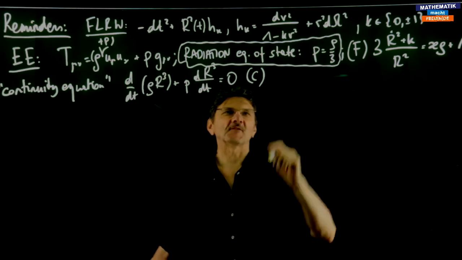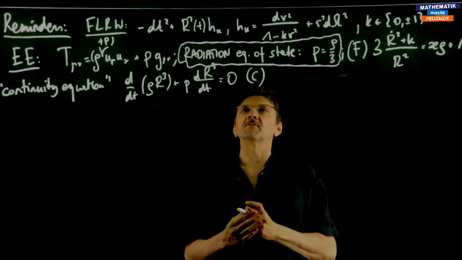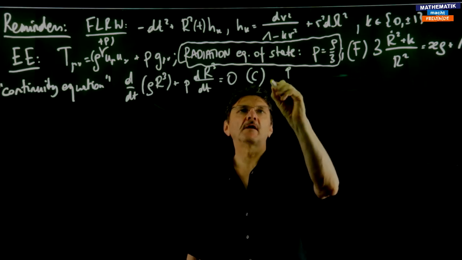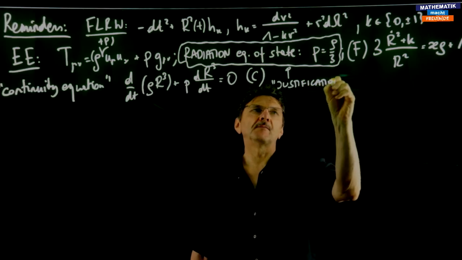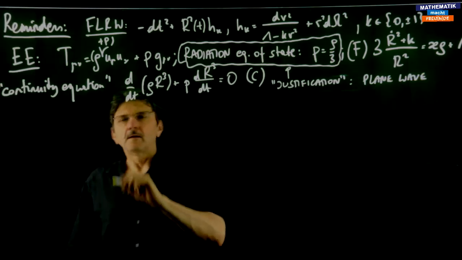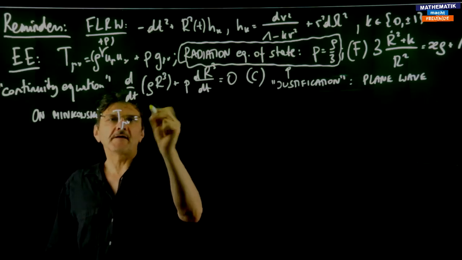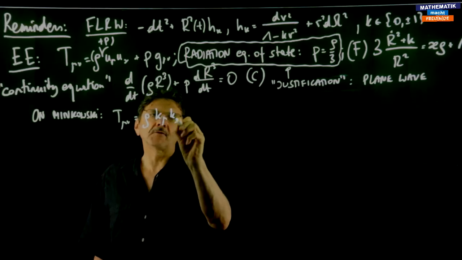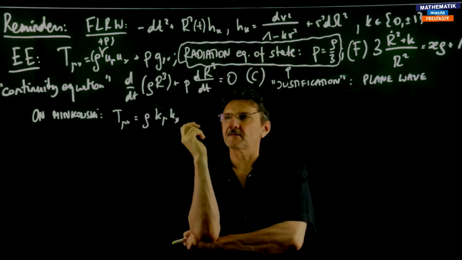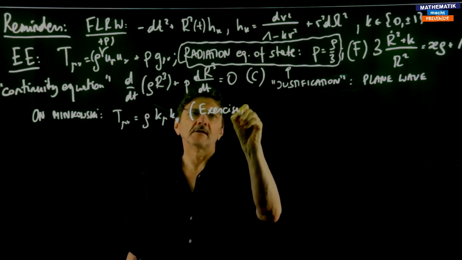So just a short comment about this radiation equation of state. A Mickey Mouse derivation of this: this is not a derivation, but an argument why this is reasonable. One I gave you was that the trace of the energy momentum tensor should be zero. Another one could go as follows. If you take a plane wave on Minkowski, then you'll find that T mu nu is a function times k mu k nu, where k mu is this four vector. This is a calculation which I recommend you do as an exercise. In any case, that's not a difficult one.